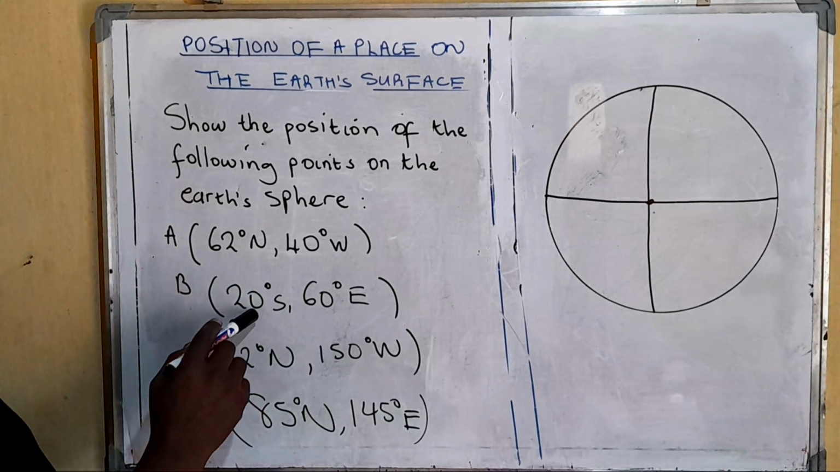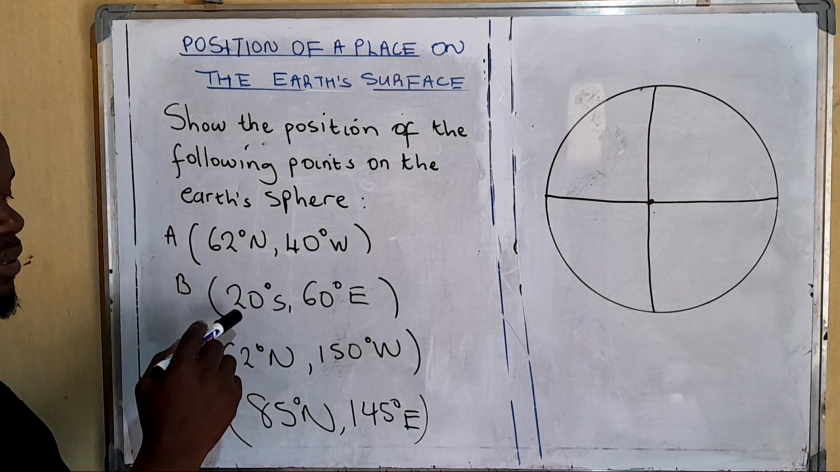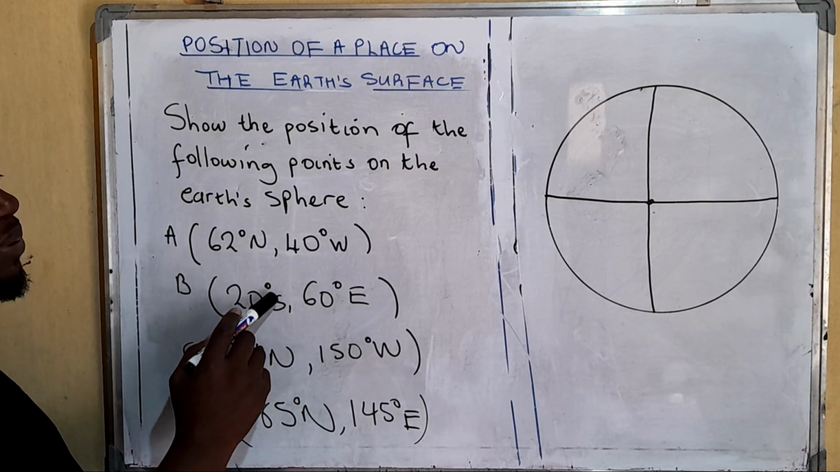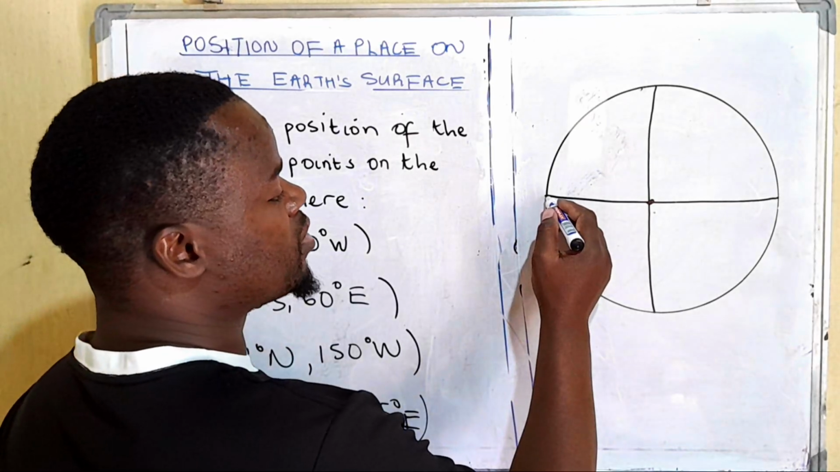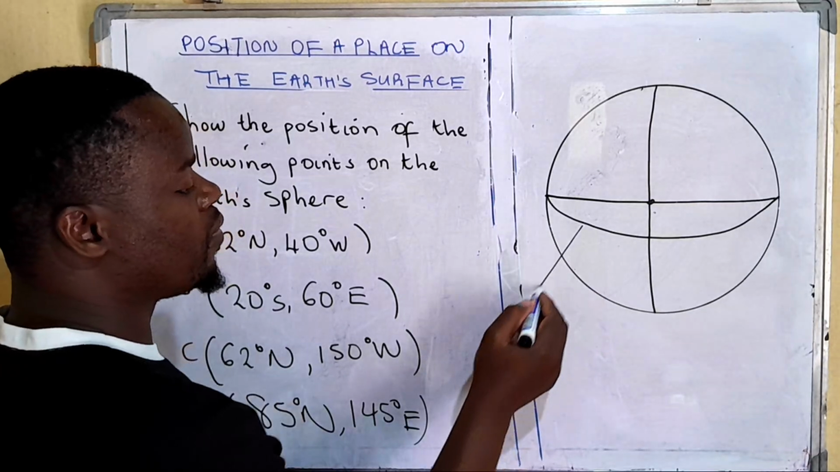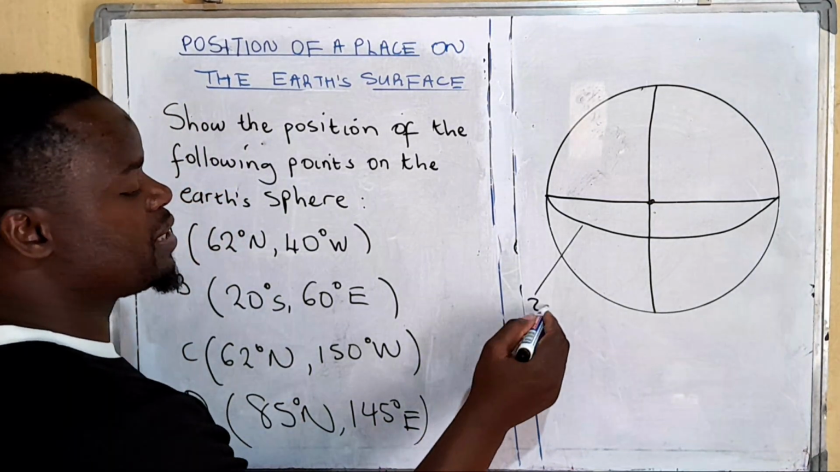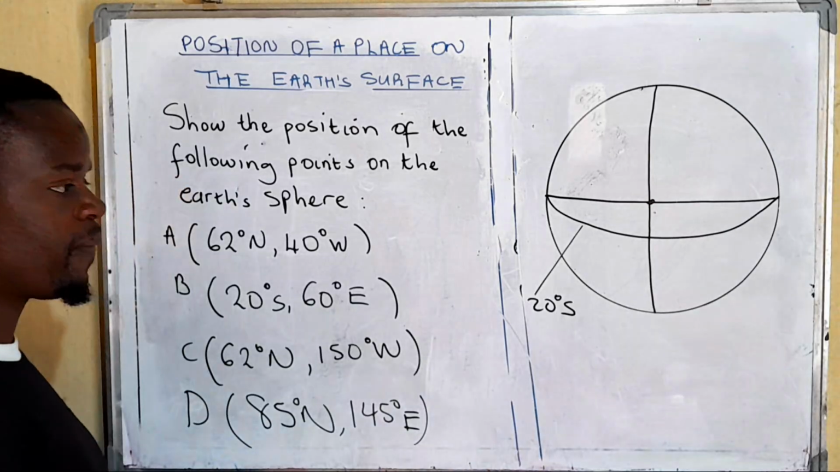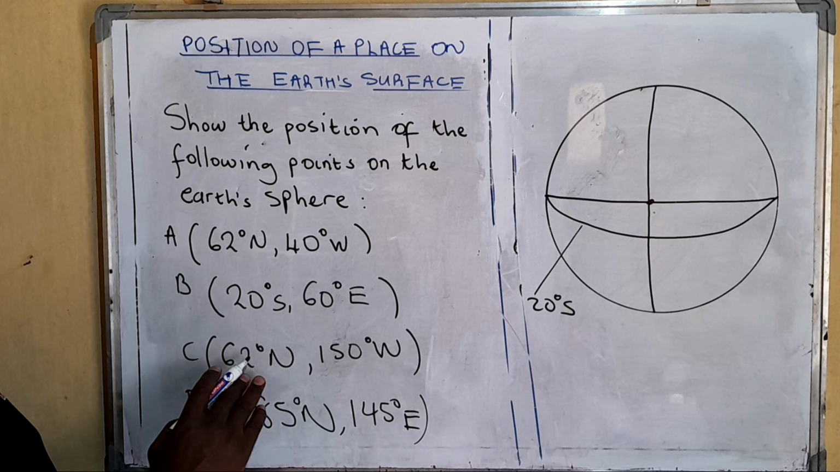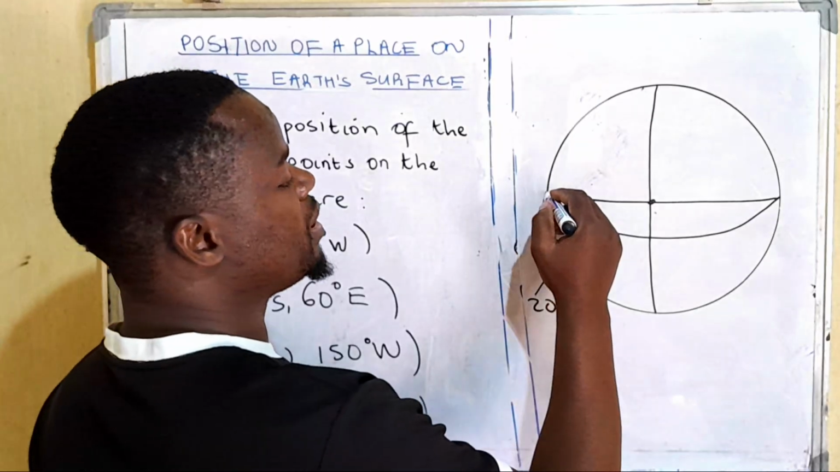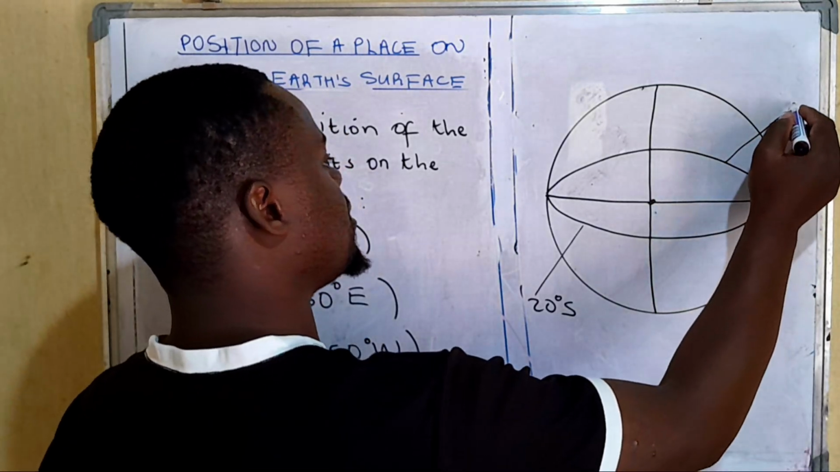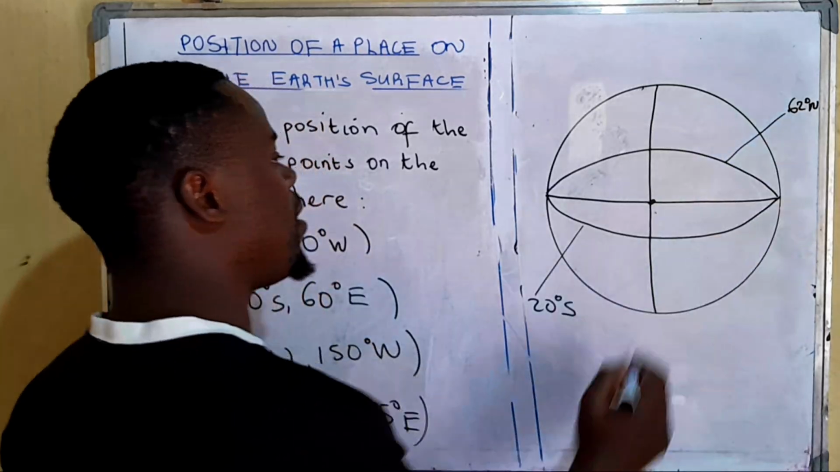So if you're starting with 20 degrees and this one is a latitude, we check now the unit. This is in the southern hemisphere, right? So 20 degrees south. So we'll actually draw this one to be here, right? So this one will actually be demarcated as 20 degrees south. Then which one follows? From 20 we go to 62. So that's 62 degrees north. This one ought to be in the northern hemisphere. So this one is actually 62 degrees north.